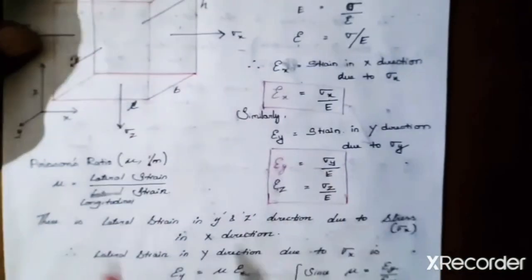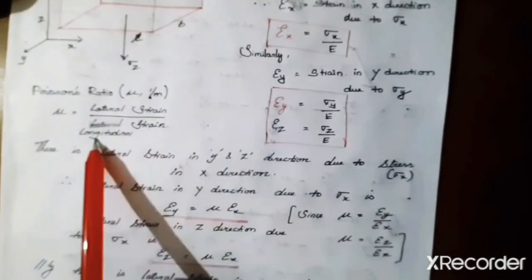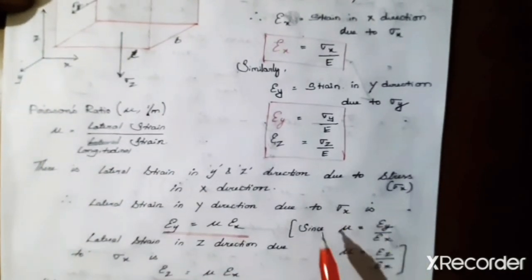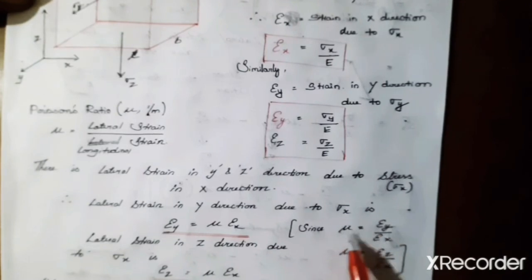Okay. Now see here. Mu equals lateral strain by longitudinal strain, the generalized formula, right? So if in x direction you wanted to write this mu, you get two mu values, isn't it, right? Because there are two lateral directions to x.